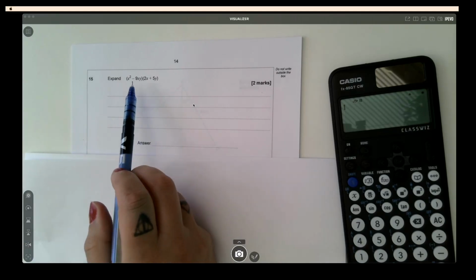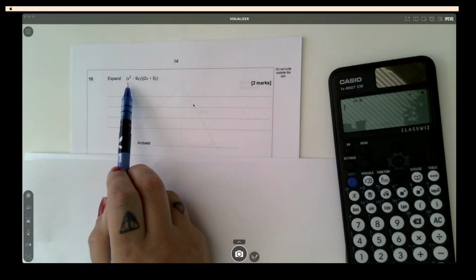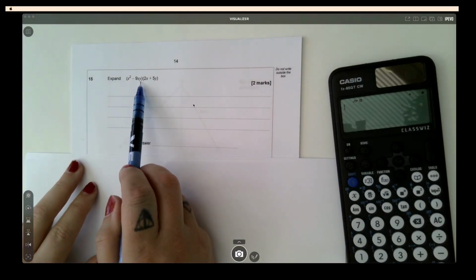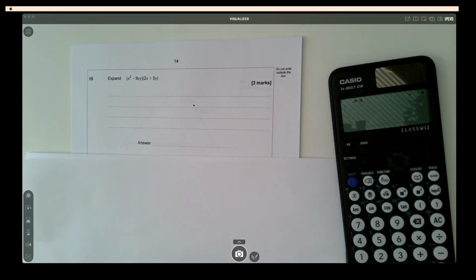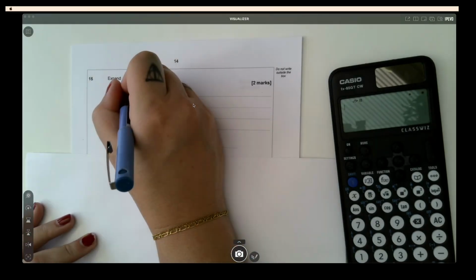Question 15. Expand these two brackets. The first bracket is x squared subtract 9xy. The second bracket is 2x add 5y. So when we expand, we multiply everything in one bracket by everything inside the other. So let's start with this.